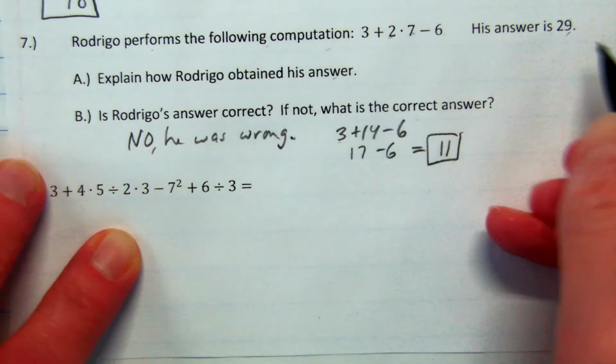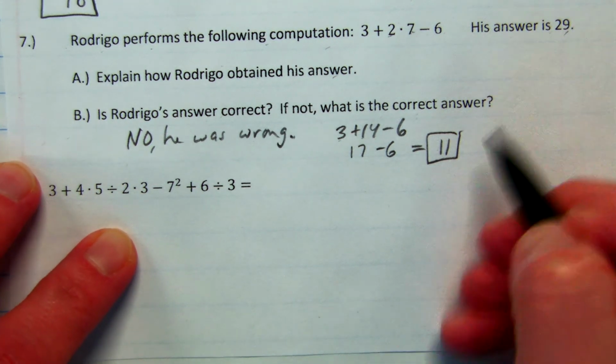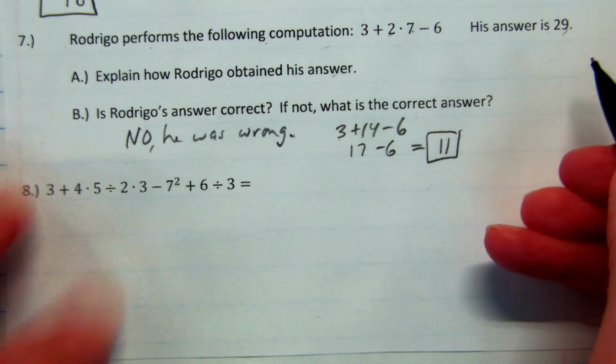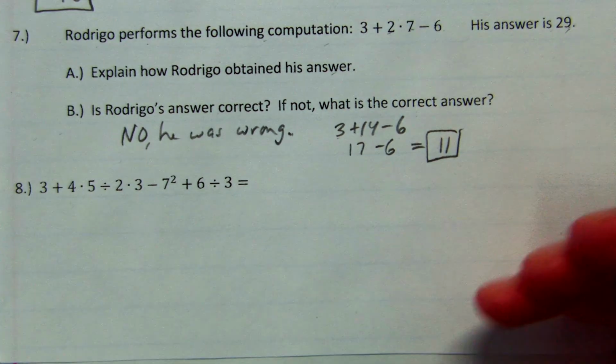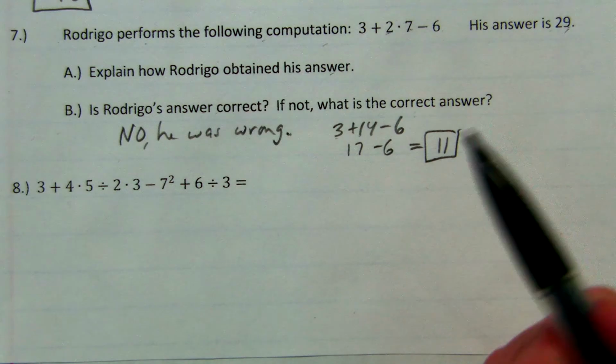So we need to figure out how he got 29, though. I think that's harder than figuring out that he's wrong. It's figuring out how he got 29. So let's look at it and try to figure out what he could have possibly done first. What do you think, Jaden?